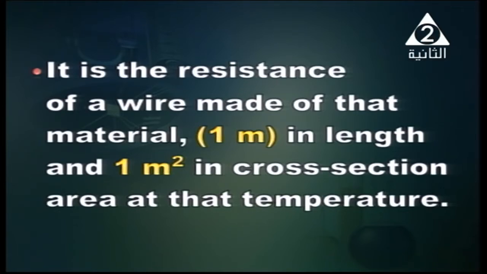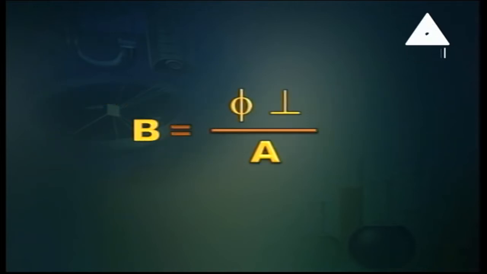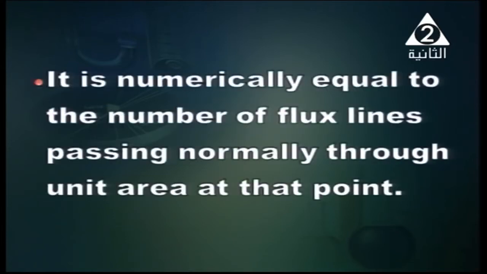And what about the definition of magnetic flux density? Magnetic flux density at a point. Magnetic flux density is denoted by beta or B. It is equal to phi over A. So it is numerically equal to the number of flux lines passing normally through unit area at that point.